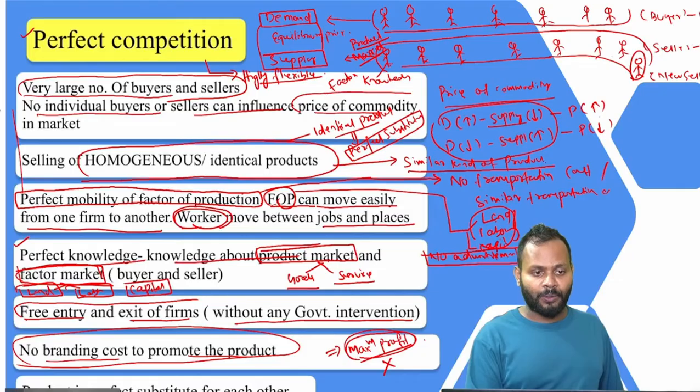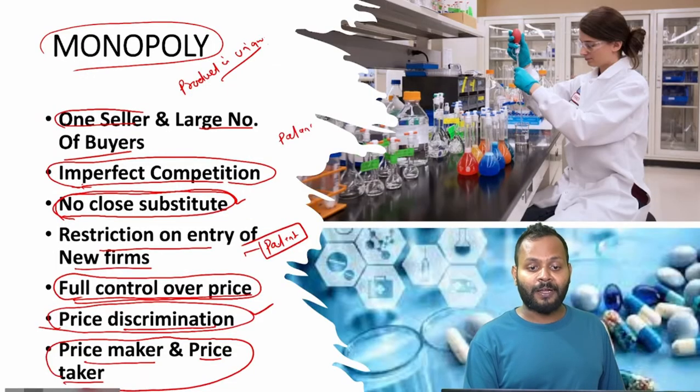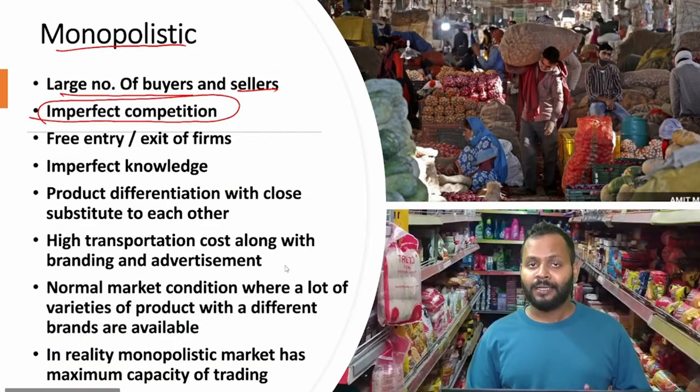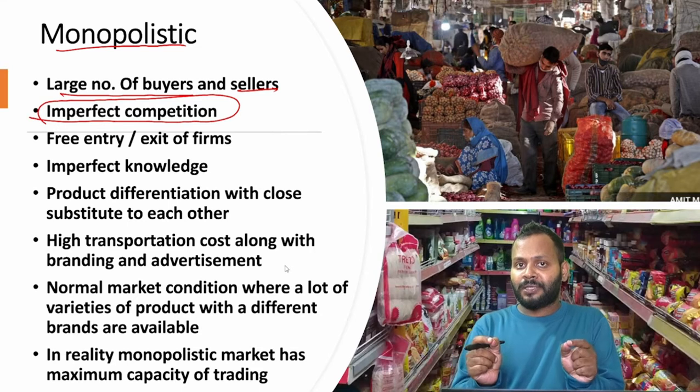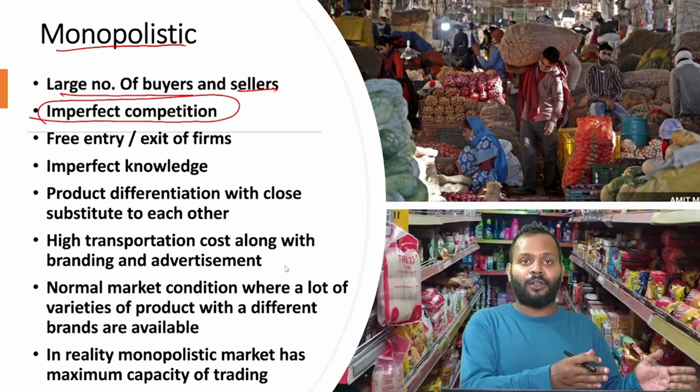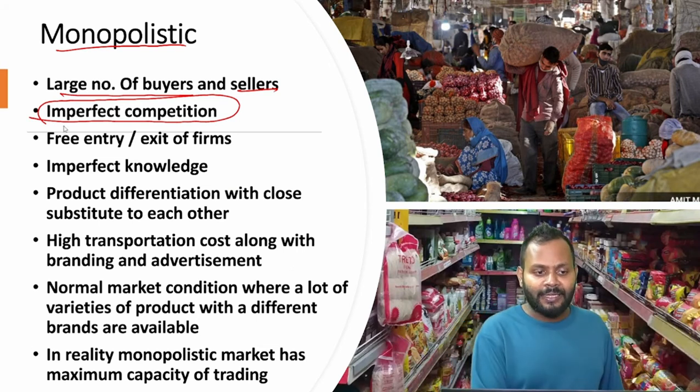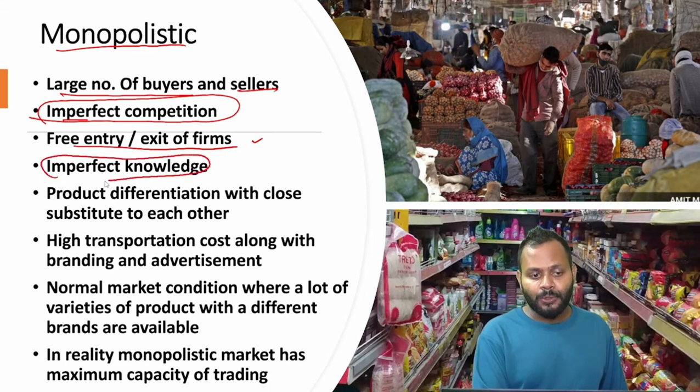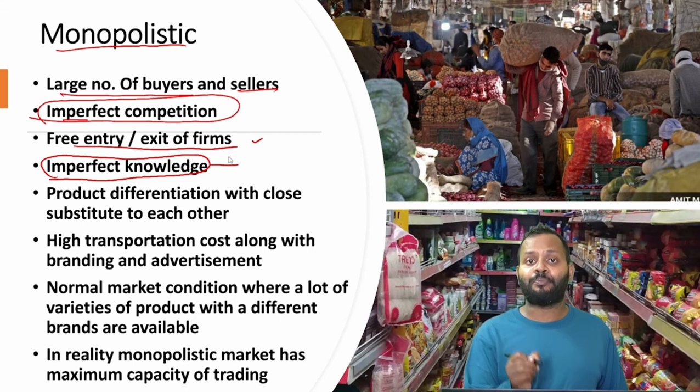Earlier I explained about perfect competition, right? How is perfect competition different from monopolistic? Now let me tell you: in perfect competition, the people have knowledge. Buyers and sellers already have knowledge, so there is no need to advertise. But in monopolistic competition, there is free entry and exit. That is true. Imperfect knowledge, that means the seller and the buyer do not have proper knowledge.